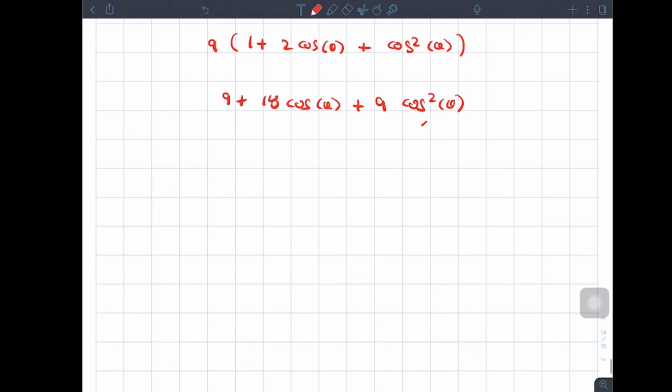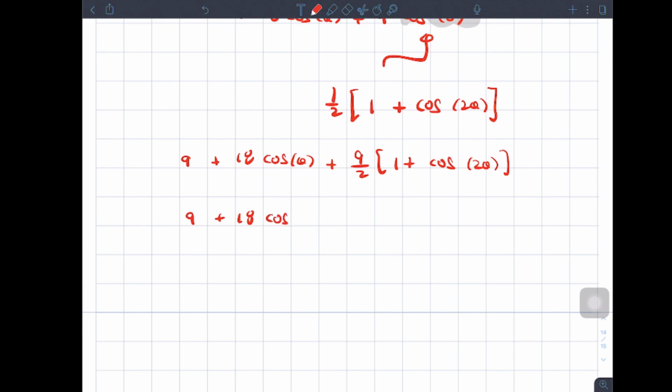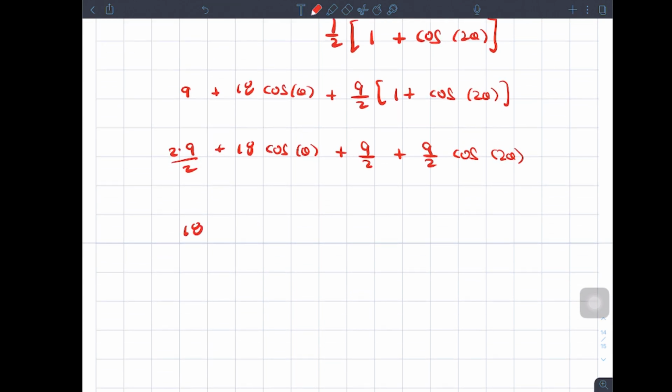And you guys remember, you're going to have to integrate, so I need an identity here. Cosine squared theta is 1/2 times 1 plus cosine 2 theta. That's the identity for cosine squared, because we're going to have to integrate. I did it here because I want to multiply this by 9. So let's do some more algebra. You get 9 plus 18 cosine theta plus 9 halves times 1 plus cosine of 2 theta. You could distribute: 9 plus 18 cosine theta plus 9 halves plus 9 halves cosine 2 theta. Multiply by 2, divide by 2: 18 halves plus 18 cosine theta plus 9 halves plus 9 halves cosine of 2 theta.